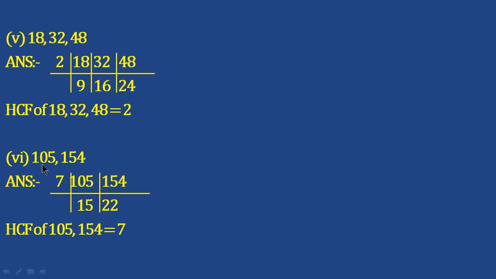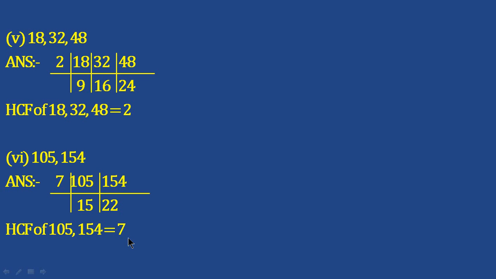Now look at sum number 6, 105 and 154. As we do prime factorization, we will write these two numbers together and find the common number. Now here 7 is the common number. 7 15s are 105, 7 22s are 154. Now 15 and 22 have nothing in common. So HCF of 105 and 154 is 7.